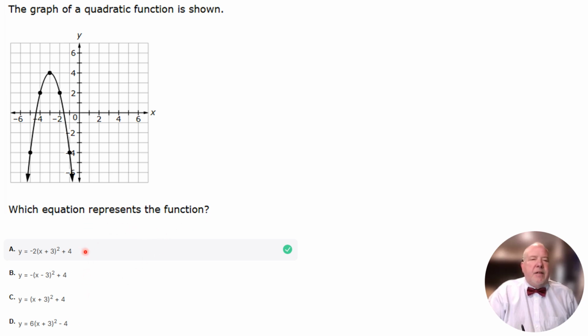Now, the first thing you should notice when you look at these answers is that they're in vertex form. And so vertex form is something that's important for you to know. That's a form that you need to memorize. And vertex form looks like this. It's y equals a times (x minus h) squared plus k.